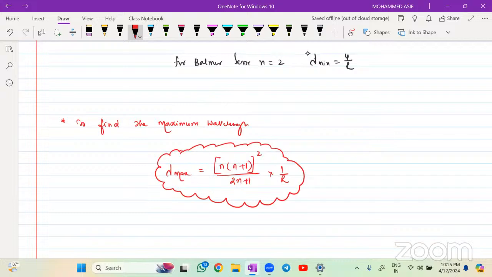Am I clear? For example, for Lyman series, what is the lambda max? N value is equal to 1, and you can use 1 by R directly. The value in general every time is how much, beta? 912 angstroms. You try to remember it.